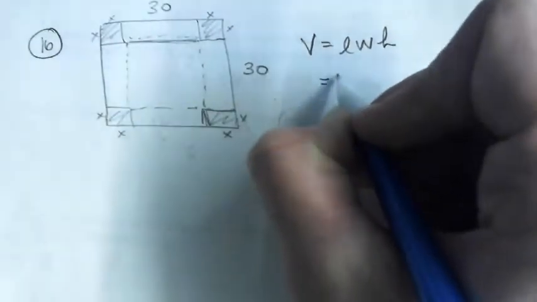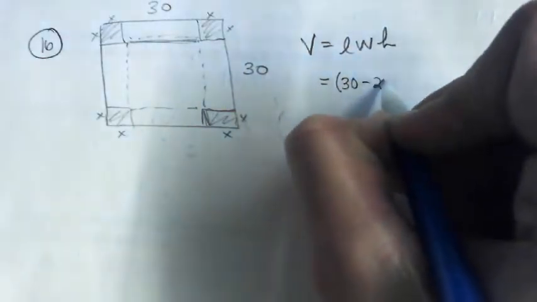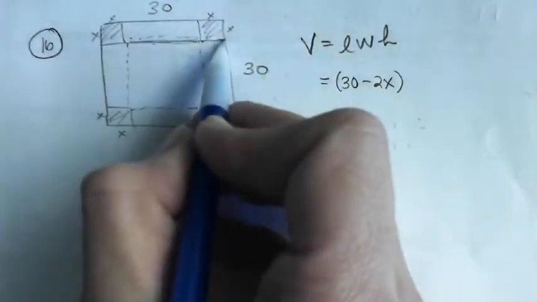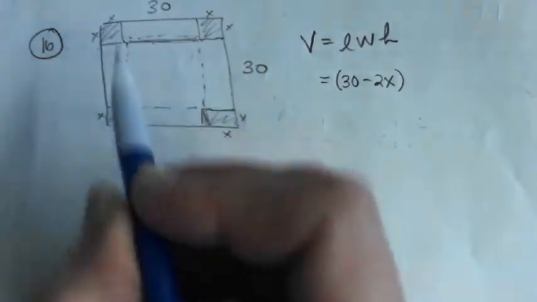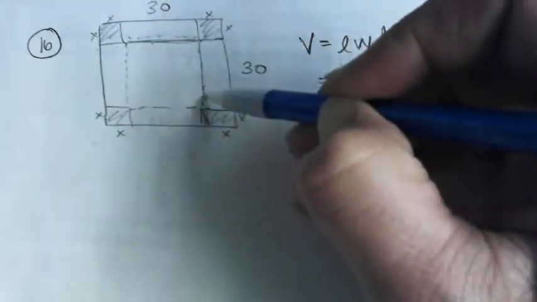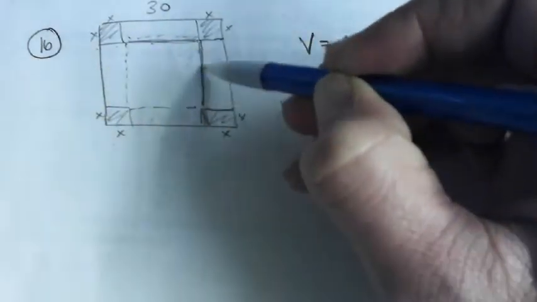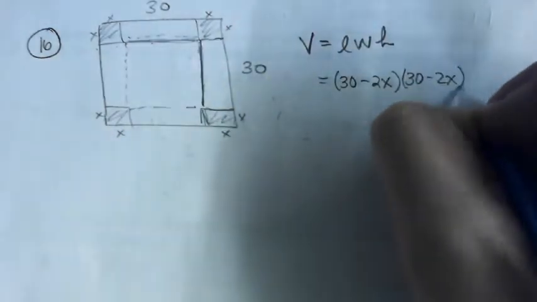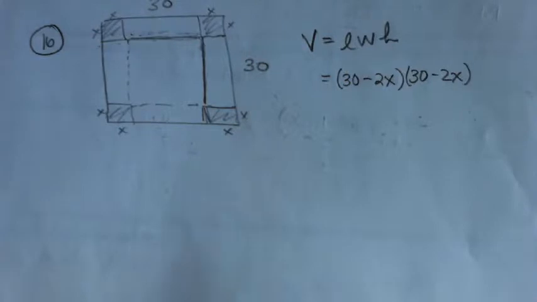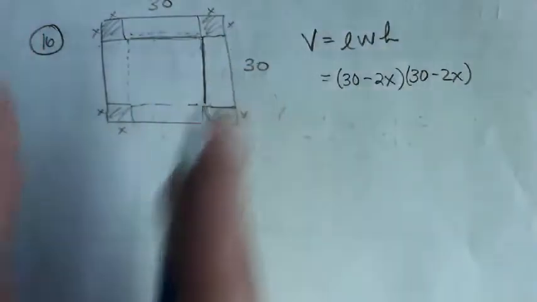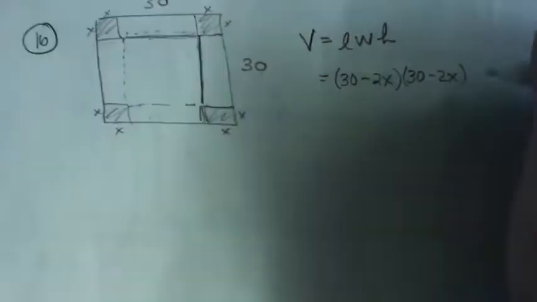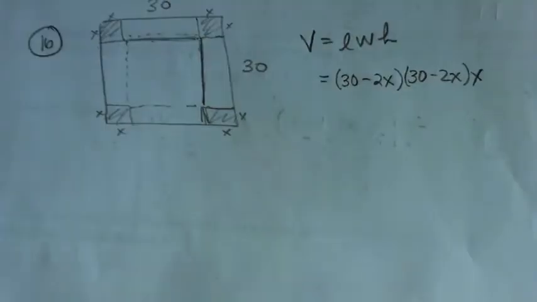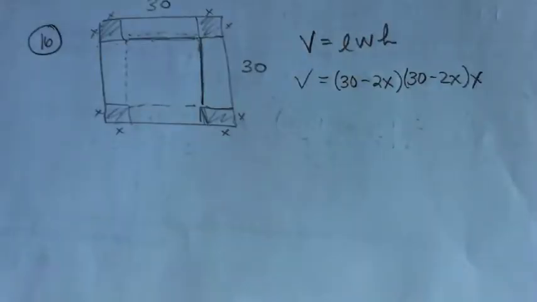30 minus 2x. That's the original 30 minus the x that got cut off on both ends. And my width here would be what? 30 minus 2x. And my height, once I fold it up, how tall is it? Just x. And there's your volume written in terms of x.